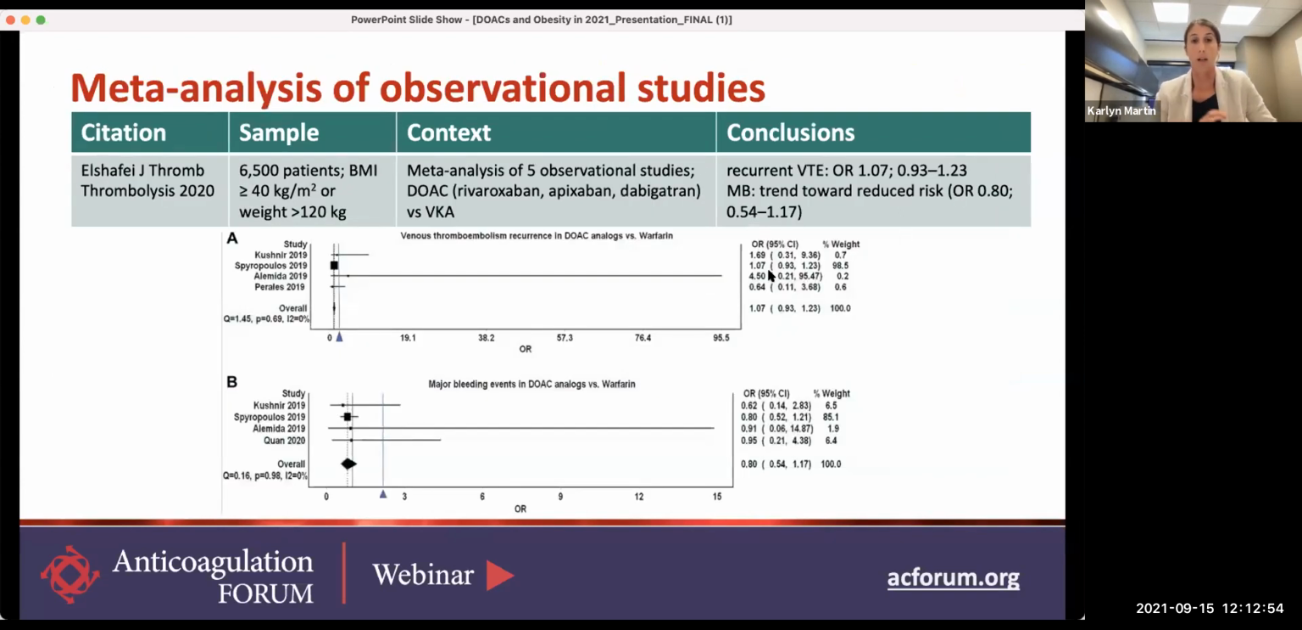And here is a meta-analysis of these observational studies. This publication included 6,500 patients, although notably a large majority of the patients came from one study that used administrative claims data, so it defined obesity based on ICD coding rather than BMI. But for these patients with obesity, it included 5 observational studies. Again, we did not see a significant difference in rate of recurrent VTE with DOACs, and there was a trend towards reduced risk of major bleeding, which is shown on the bottom panel here.